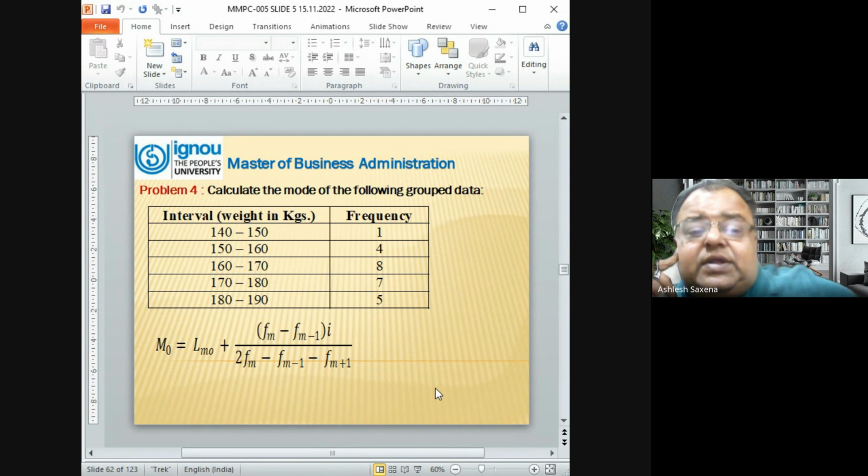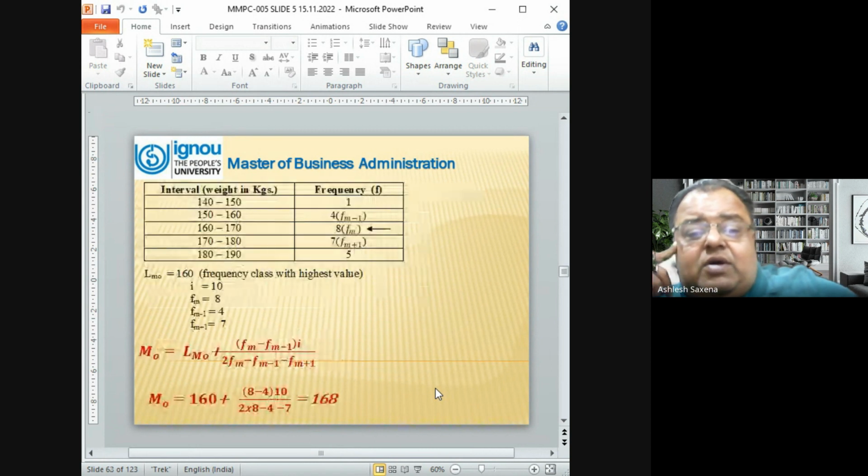In this case, it is 8 and the class is 160 to 170. Now I will be showing all these values. Maximum frequency is 8. Above frequency will be Fm minus 1 and below will be Fm plus 1. Your I is 10. All the values are known to you, and your L will be 160.